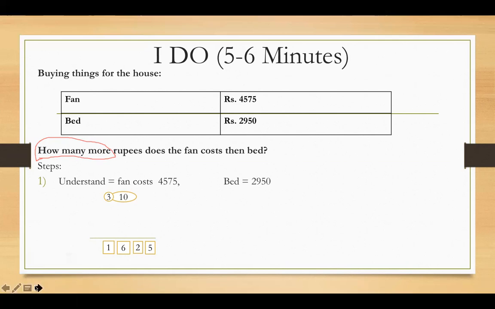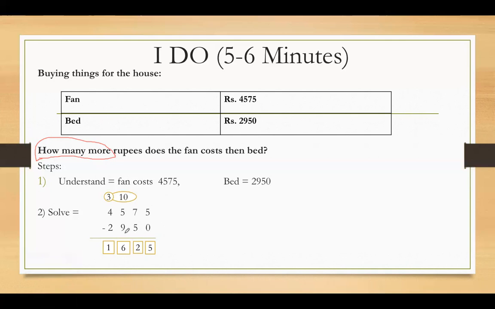Now we will write first 4,575 rupees because this is the bigger number, and then we will write the smaller number below that. And now we will subtract. So 5 minus 0 is 5. 7 minus 5 is 2. And here is 5 and here is 9.